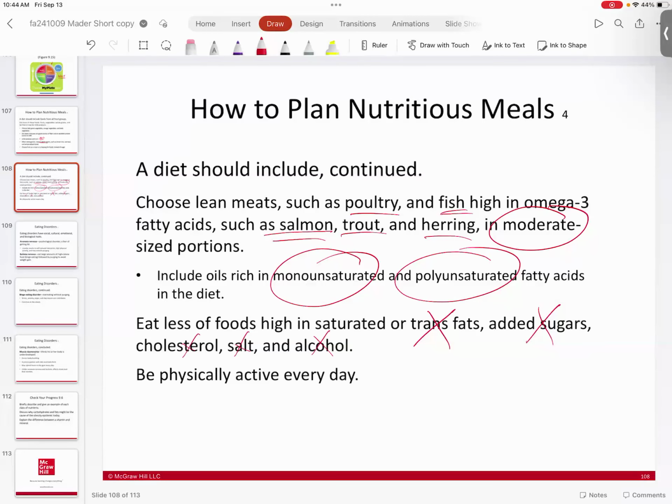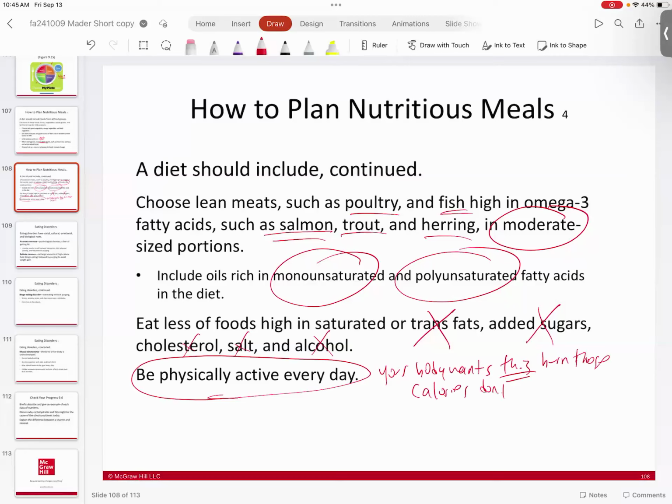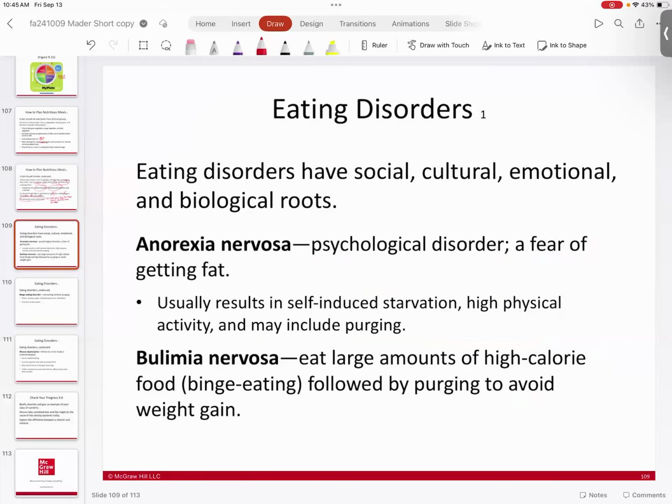And not only that, but this is a big one. Be physically active every day, right? Because your body wants this. So that is to say, burn those calories. Don't let them get stored. Use them. You've got them. Use them. Right? So, of course, then we're going to round this out with eating disorders.